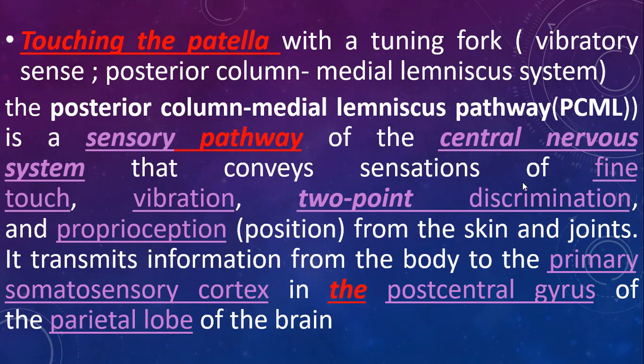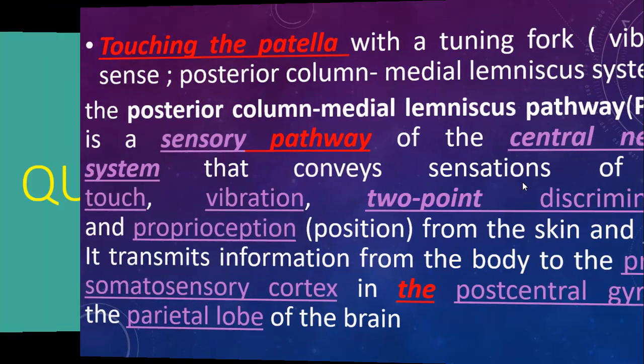Touching the patella with a tuning fork examines vibratory sense, the posterior column, medial lemniscus system. The posterior column, medial lemniscus pathway, or PCML, is a sensory pathway of the central nervous system that conveys sensation of fine touch, vibration, two-point discrimination, and proprioception, i.e. position from skin and joints. It transmits information from the body to the primary somatosensory cortex in the postcentral gyrus of the parietal lobe of the brain.